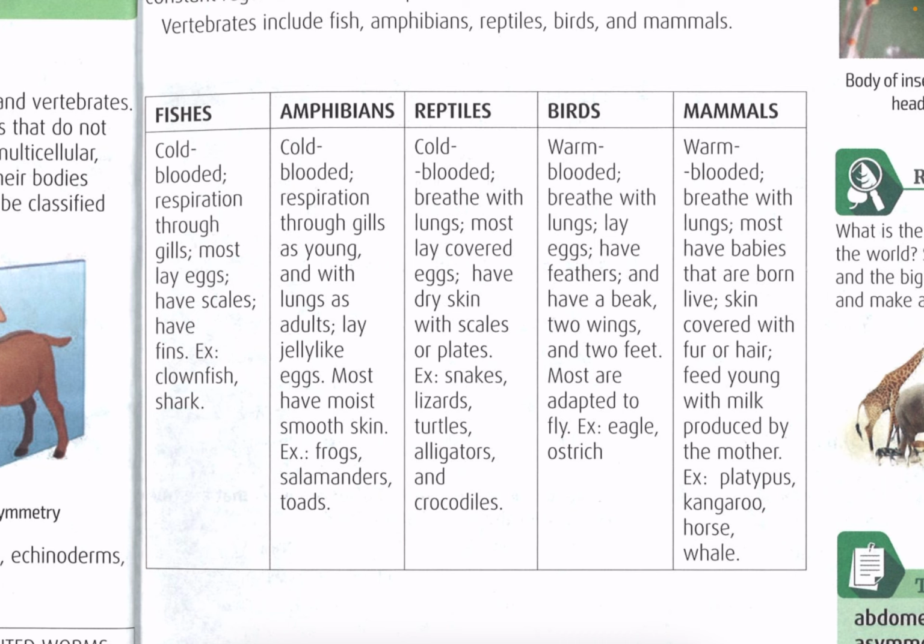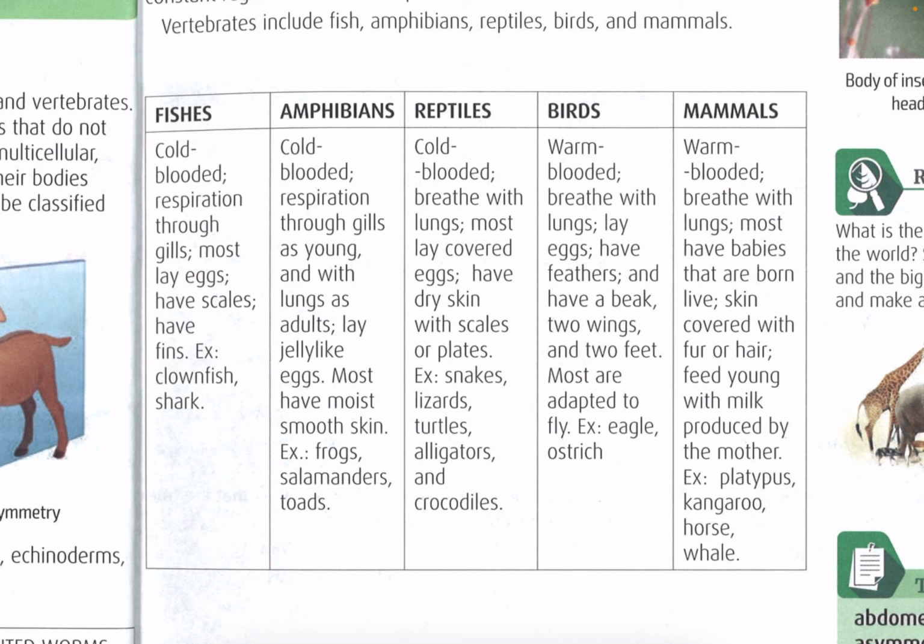Skinny eggs. Такие кожистые получается у них скорлупа. Например, у птиц у них такая известковая скорлупа твердая, а у этих более мягче. They have scales as well. То есть чешуя у них тоже есть, всякие черепахи, крокодилы, змеи там.